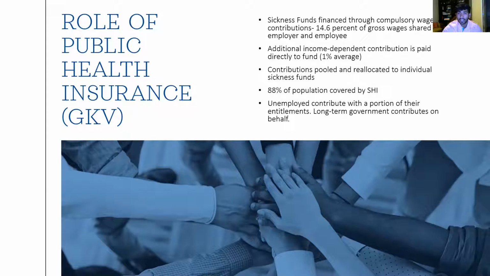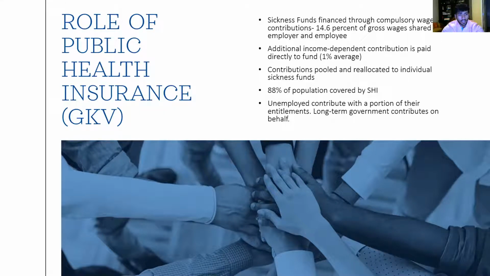88% of the population is covered under this public health insurance. People who are unemployed contribute to the SHI through a portion of their unemployment entitlements. But if they have been unemployed long term, the government contributes on their behalf. These gross wage contributions have a ceiling, and nobody pays more than around 683 euros per month. Dependents, or non-earning spouses and children, are covered free of charge.